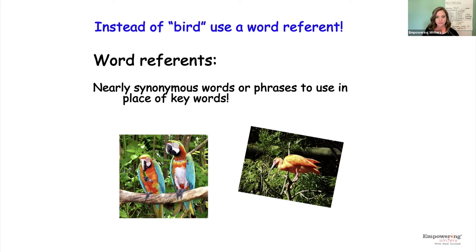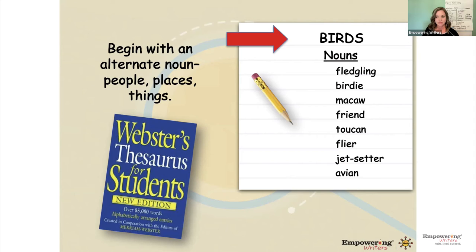And so then we begin. Where do we start? We begin with an alternate noun. Here's our birds and here's the nouns, ways in which we can start to refer to a bird. Fledgling, birdie, macaw, friend, toucan, flyer, jet setter, avian.